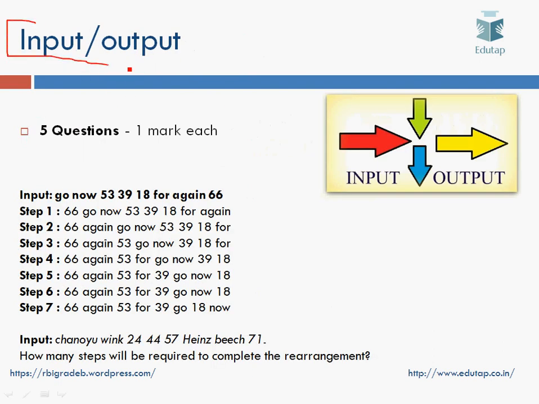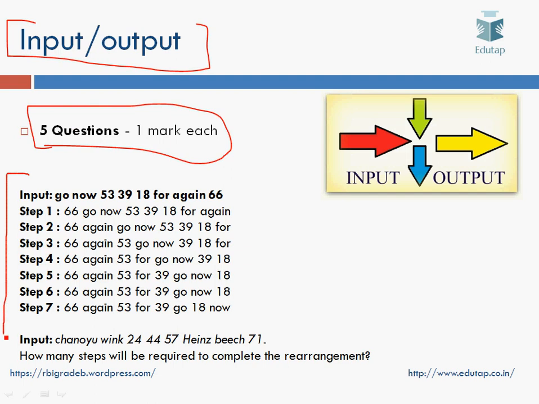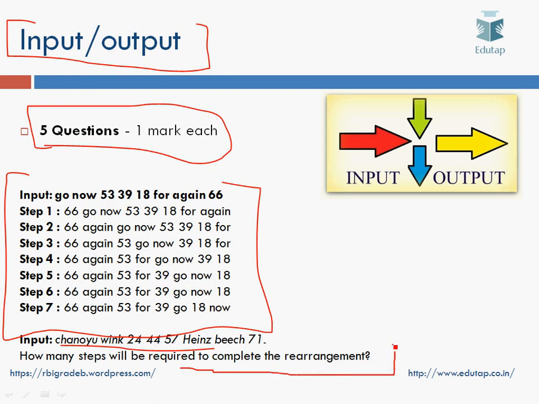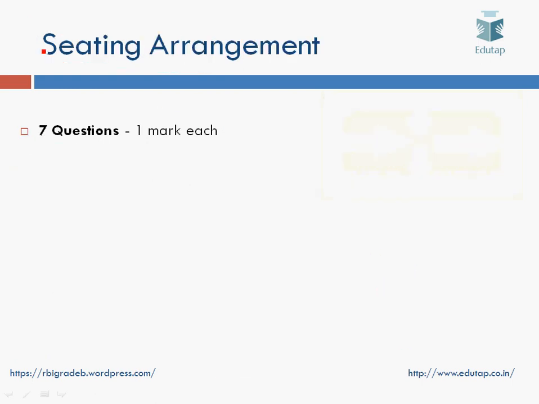The next topic is input output. On this topic again there were 5 questions of 1 mark each in 2016. So such questions can be like this. This is an example of such type of a question of input output. Input is go now 533918 for again 66. Step 1 to 7. Input is this. Then they will ask you how many steps will be required to complete the rearrangement. Now this is an example of input-output type of a question.